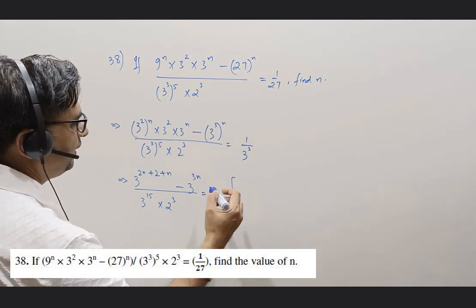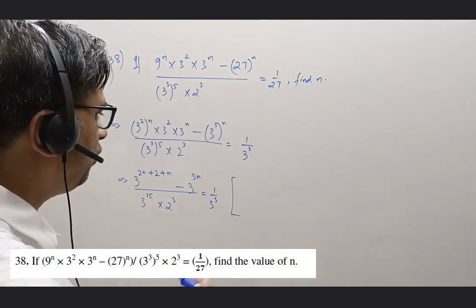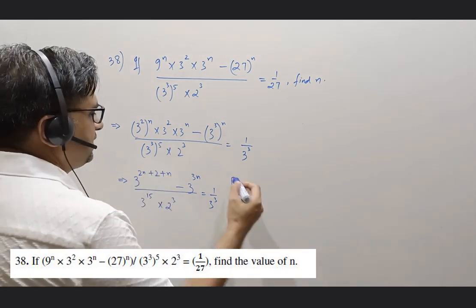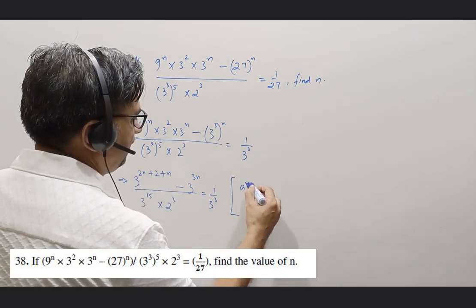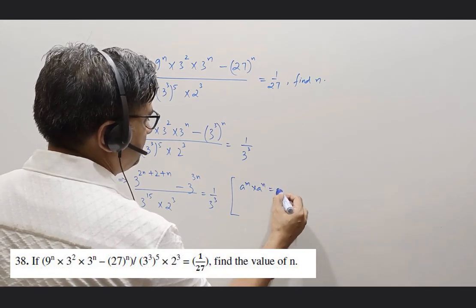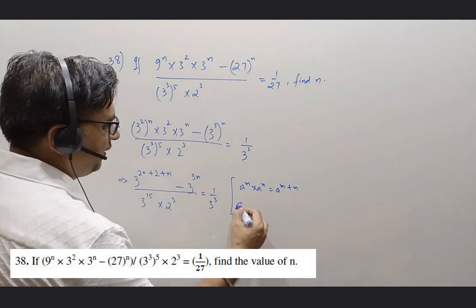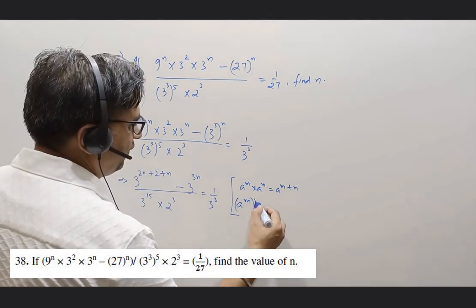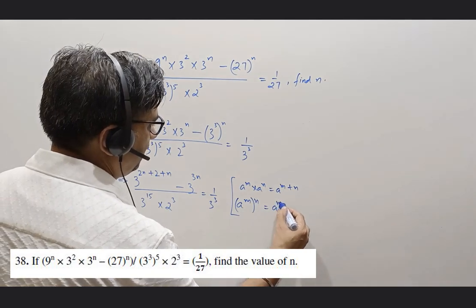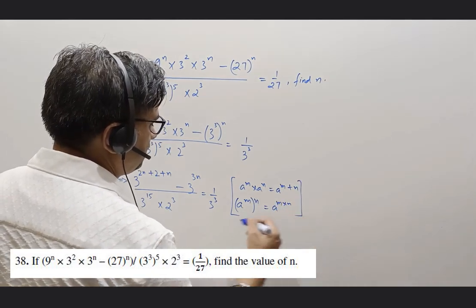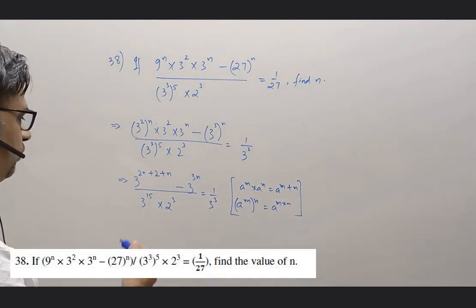And over here, make sure to write all the laws of exponents that we have used. In this case, we used a to the power m into a to the power n is equal to a to the power m plus n, and we also used a to the power m, the whole raised to n is equal to a to the power m into n. These are the two laws that we have used. Let's see what else we get.